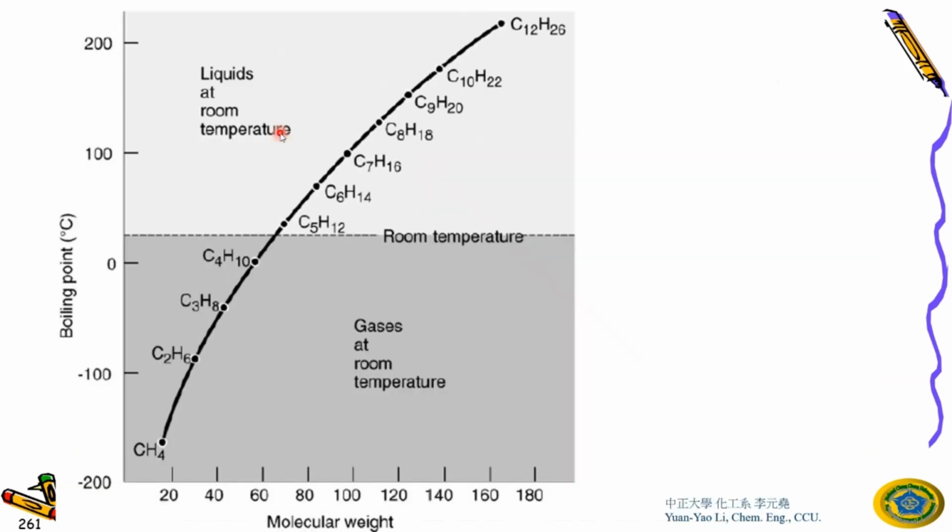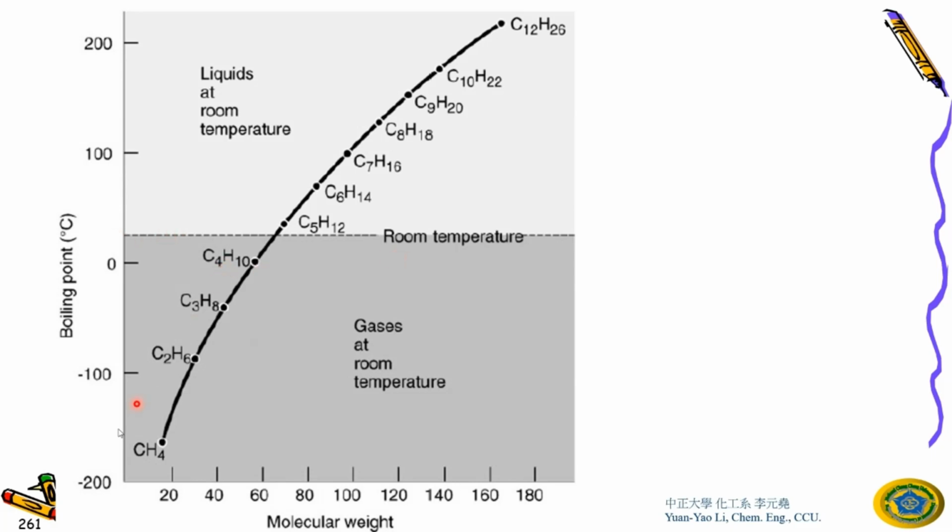So this is another example to show you the hydrocarbons: C1, C2, C3, C4, C5 until C12. And this is the molecular weight. Of course, the more carbon you have, the more your molecular weight will increase. This is the boiling point. And of course, you understand the room temperature is about 25 Celsius.